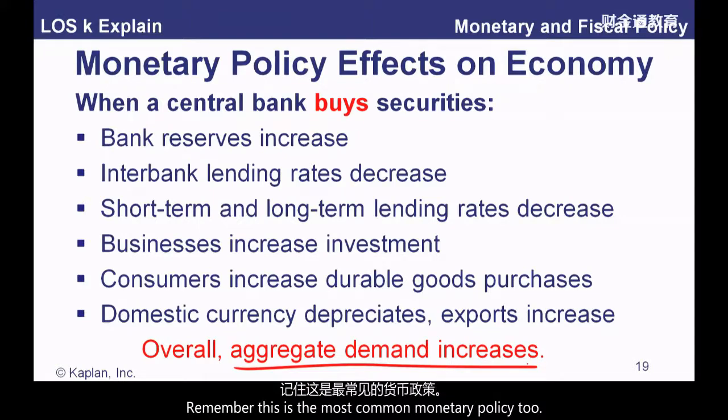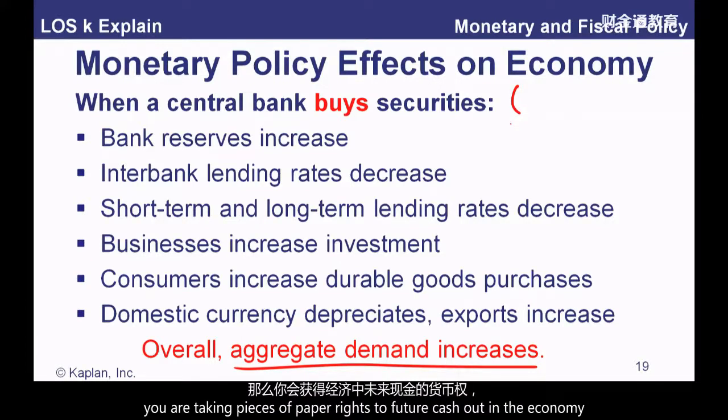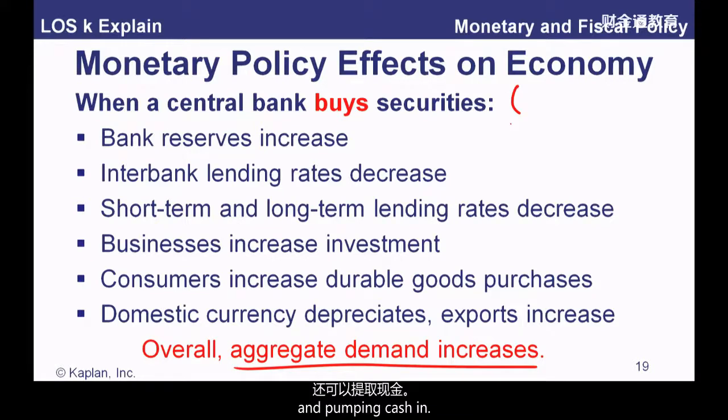Remember, this is the most common monetary policy tool. So if we are buying securities, you're taking pieces of paper, rights to future cash, out of the economy and pumping cash in. That is expansionary monetary policy, hence trying to increase aggregate demand. Effects: putting cash into your bank, so reserves increase, makes sense.